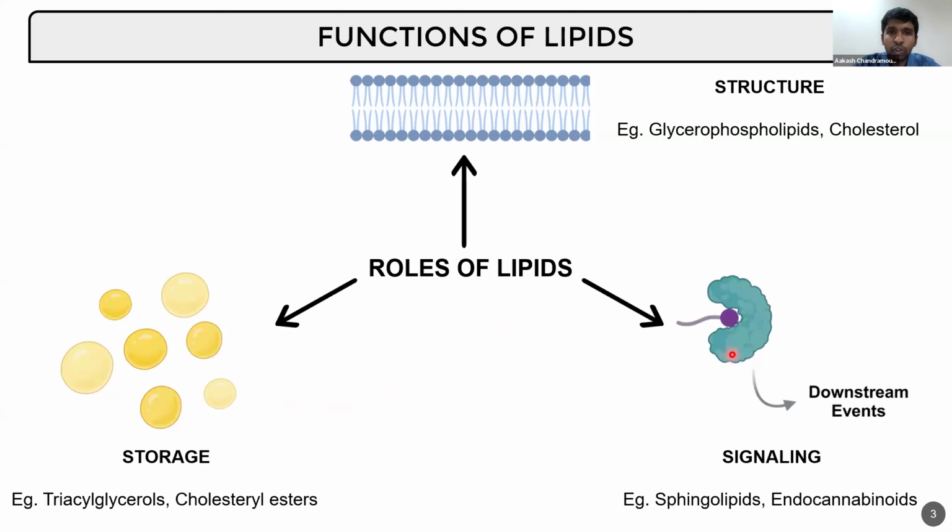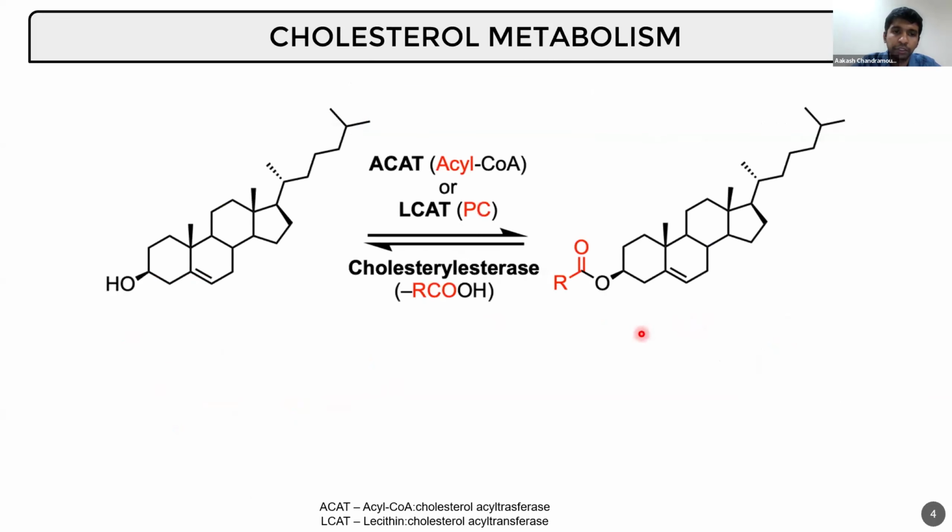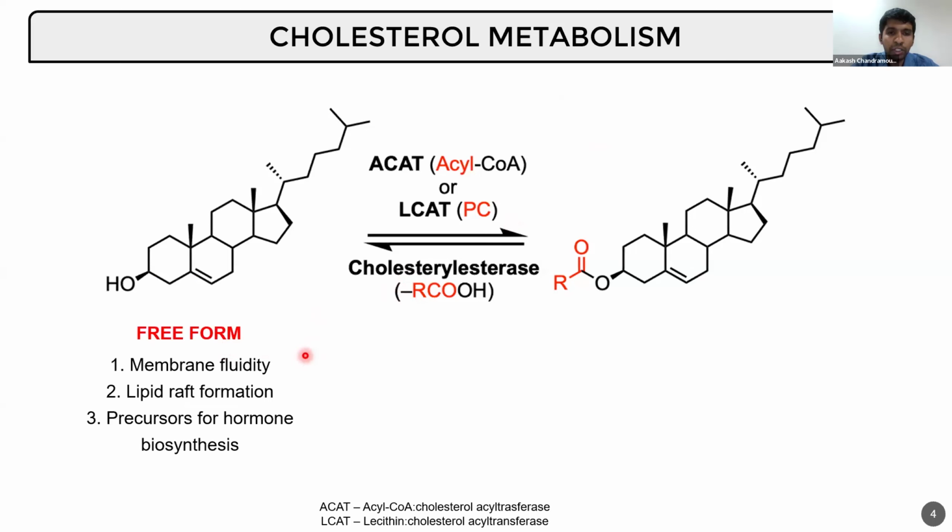For my talk, I'll be focusing on one particular class of lipids known as cholesterol and cholesterol ester. Cholesterol is a ubiquitous lipid that is present in all cells in mammals, and there is generally a tight regulation of cholesterol. It exists in two major forms. One is the free form, which is used for maintaining membrane fluidity in cells, as well as for the formation of lipid rafts to transport different cargo within cells. It is also the precursor for different hormones as well as bile salts.